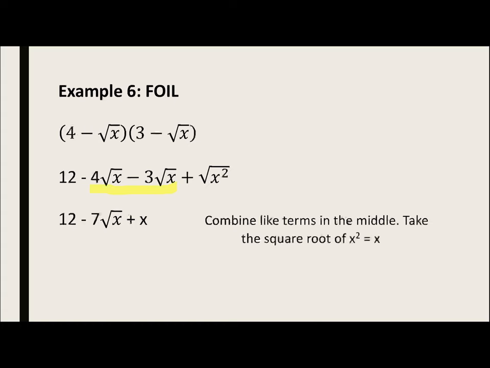The O and the I in the middle there are like terms. Minus 4 root minus 3 root is minus 7 square root. At the end, the square root of x squared is x, because you take half of the variable's exponent. Half of 2 is 1.